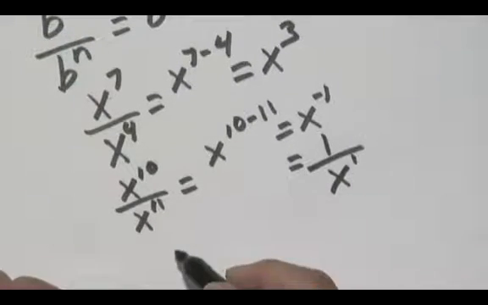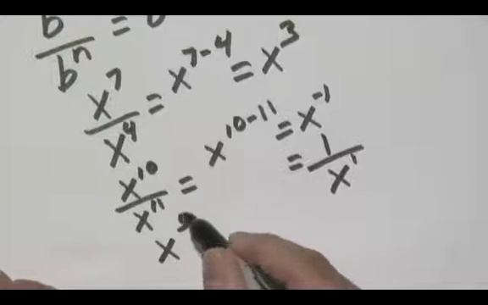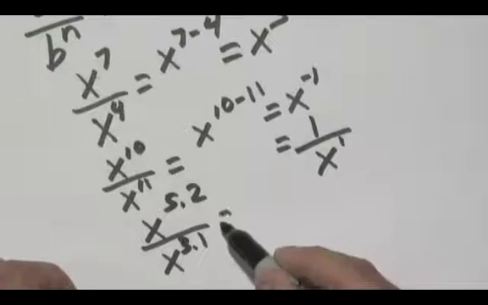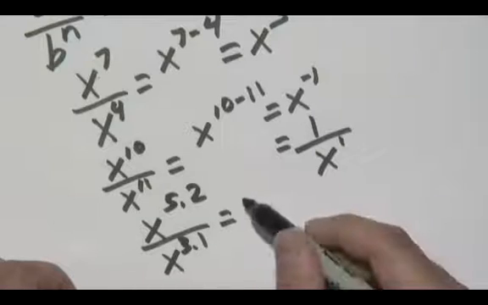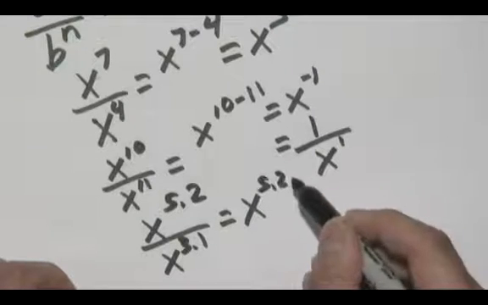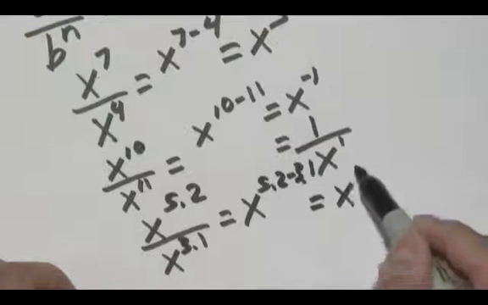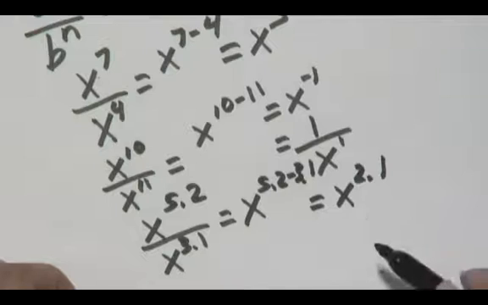And lastly, let's use something a little more quirky. If you have x to the 5.2 over x to the 3.1, decimals, but you still have the same idea. Go ahead and subtract the exponents. So you have x to the 5.2 minus 3.1. So 5.2 minus 3.1 is going to give you 2.1. So what you have here as a result is x to the 2.1.